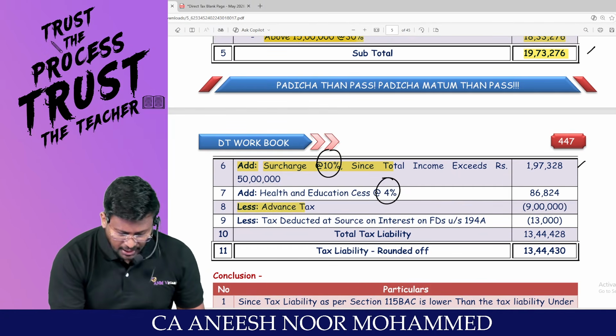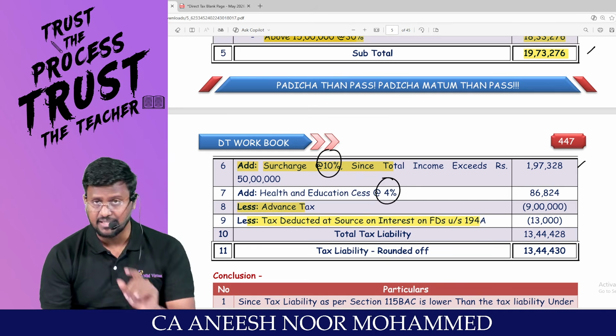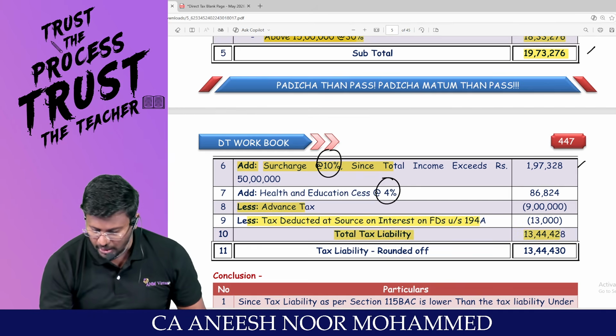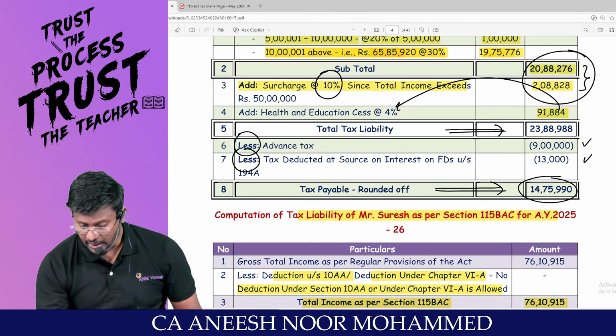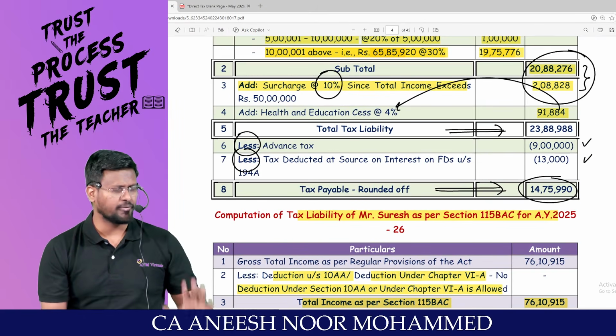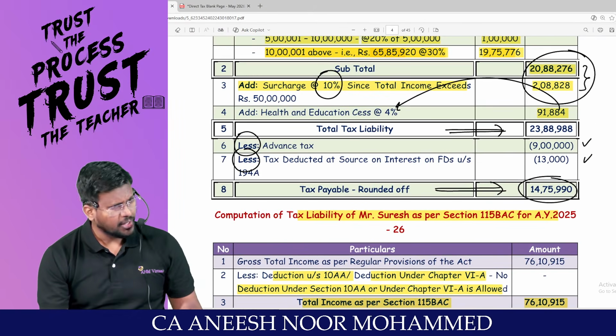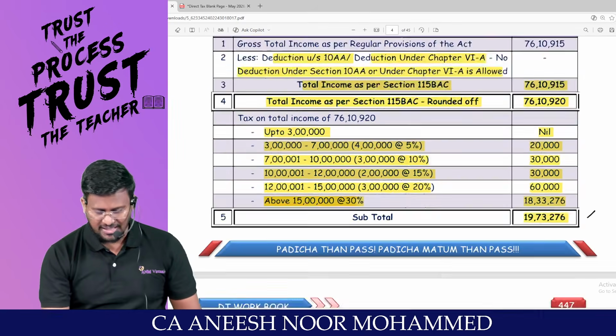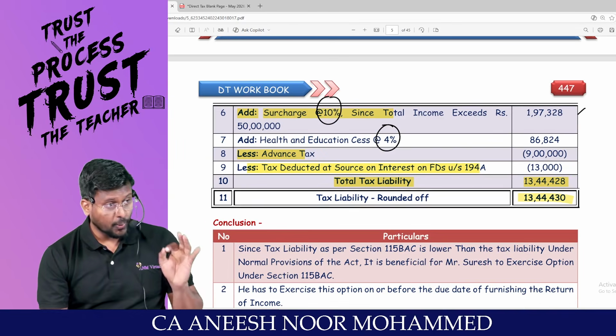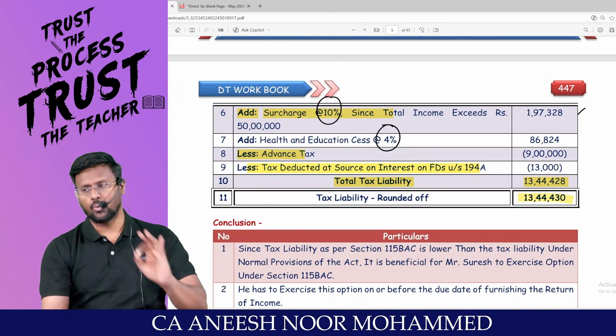You will get the total tax liability. On that, reduce the advance tax and reduce the TDS under section 194A. You will get the total tax liability, which will be rounded off to 13 lakh 44,430. Here it is 14 lakh. You tell me which is better. Default tax regime, because under the default tax regime you have lower tax liability. Am I right? When you are writing the conclusion, one highlight is there.